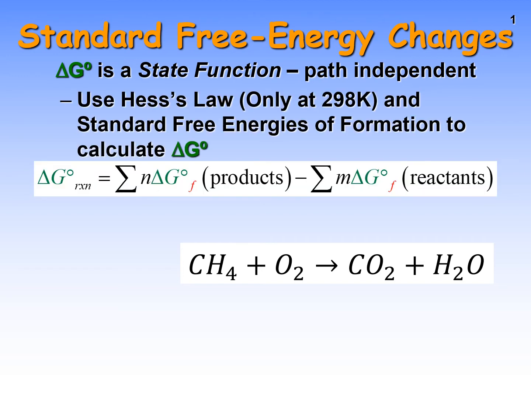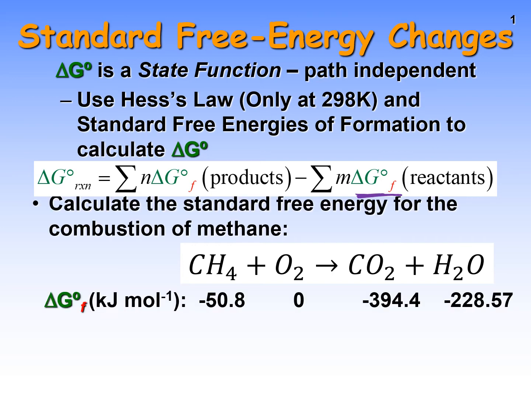So what this also means then is that we can use Hess's law to calculate delta G naught of reaction using our delta G naughts of formation. So these delta G naughts of formation, we can look them up and we can use this equation to solve for delta G naught. One of the things that's very important is this only works at standard state, i.e. only at 298 Kelvin. If you were trying to do it at like 400 Kelvin, then no dice, this wouldn't work.